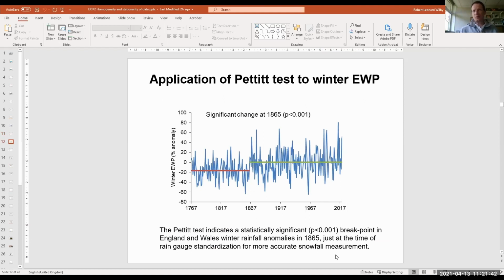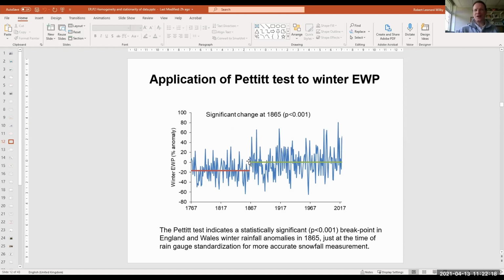So here, for example, going back to the England and Wales precipitation series, I've applied the Pettitt test through the whole record that I showed you before. And what's very nice about this is it actually picks up a statistically significant breakpoint around 1865. Now that date in the 1860s is significant to us in the UK, because that's when we started to standardize our rain gauges.